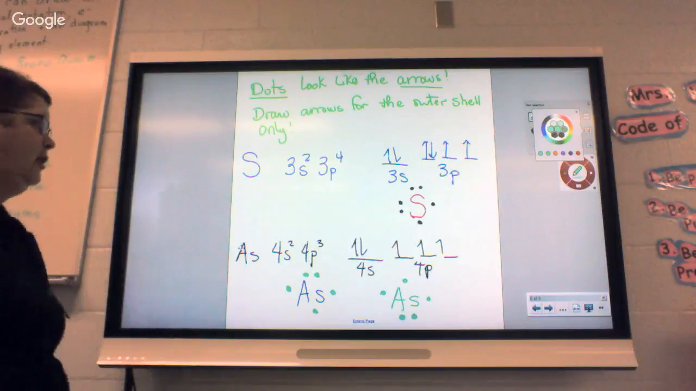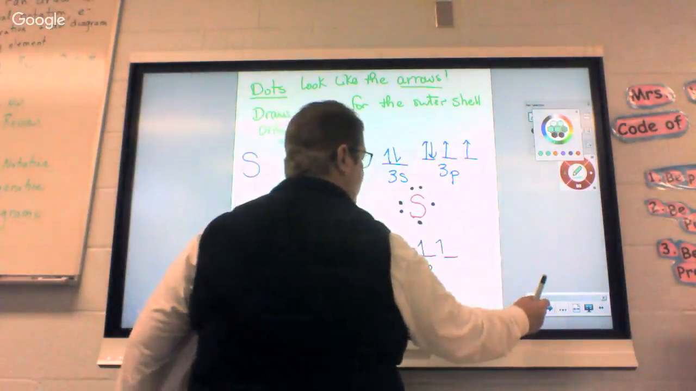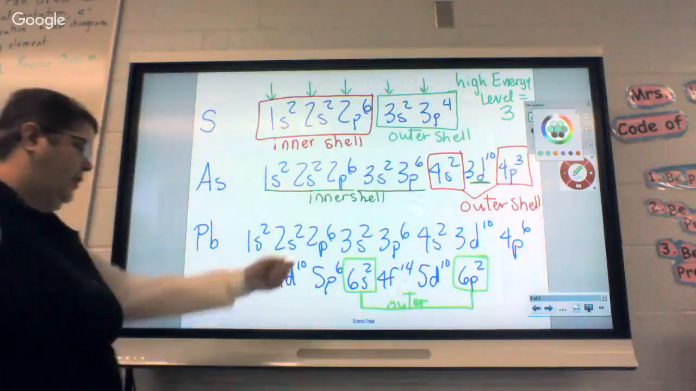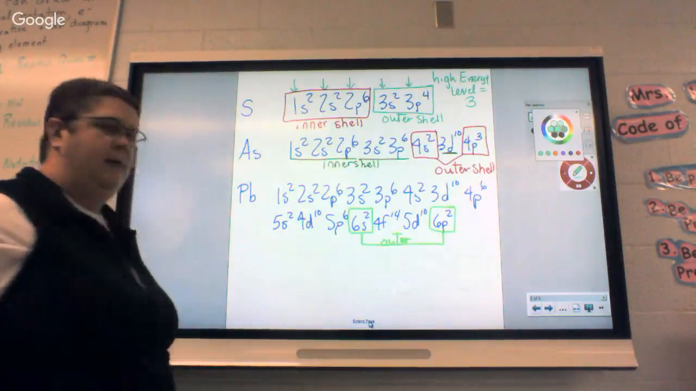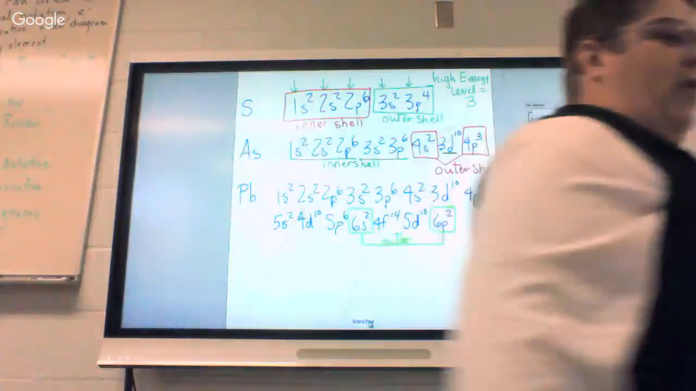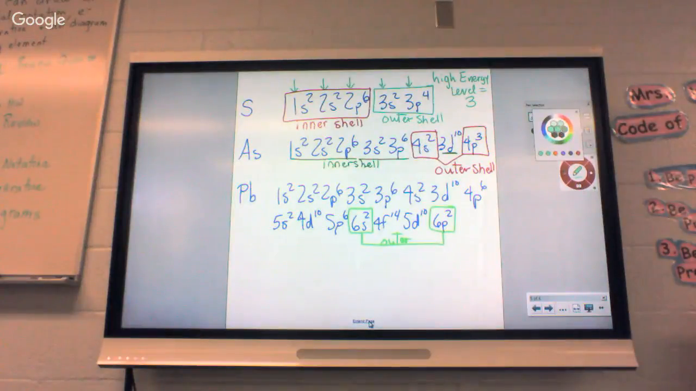All right, y'all think you can draw lead? Yeah. Right there? All right, you draw lead real quick. And then we're going to draw a couple of them you've already drawn in your notes. Go to practice, and then we're going to color code. I got to grab my colored pencils real quick.